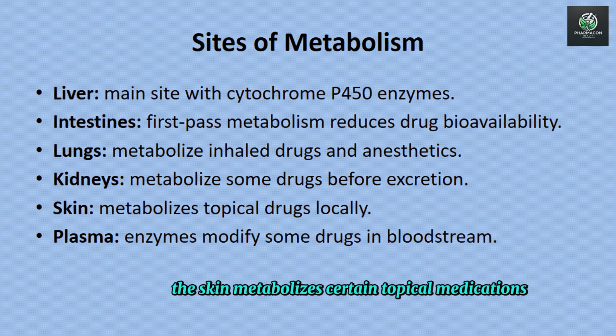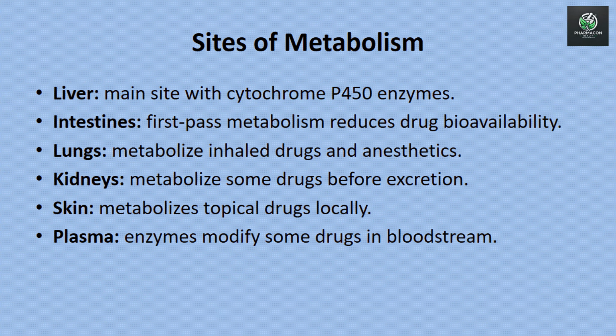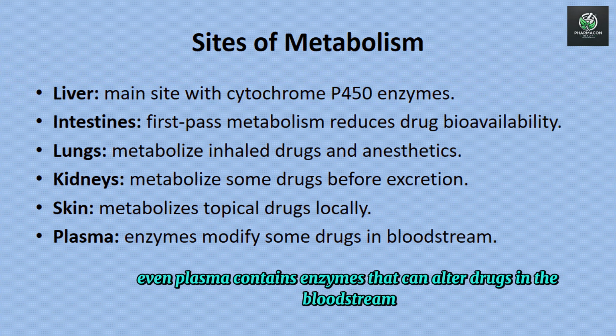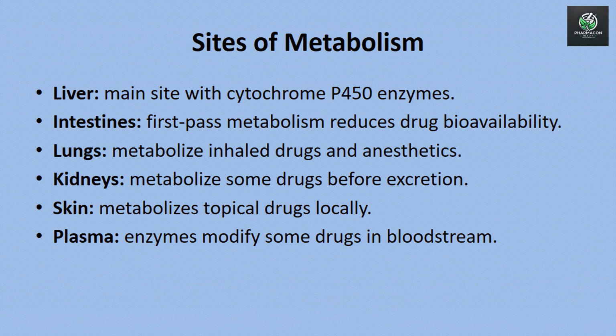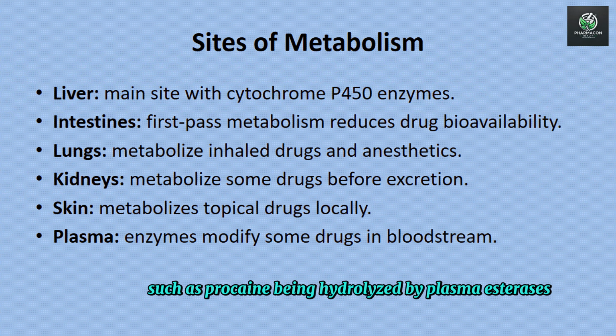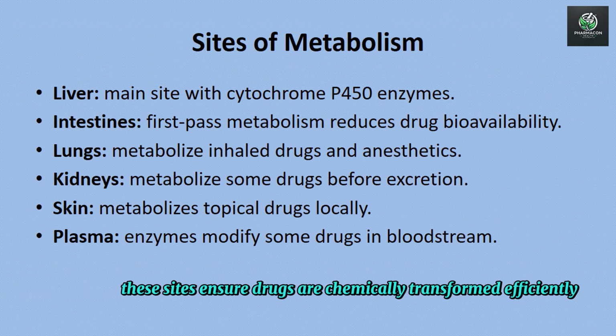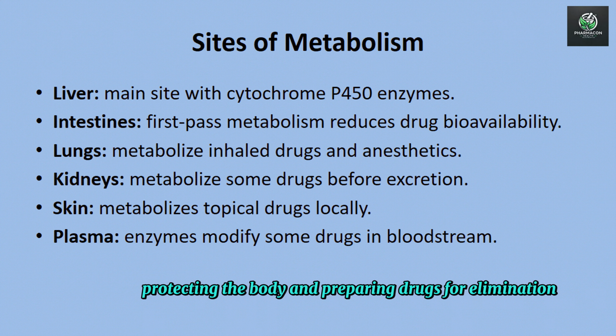The skin metabolizes certain topical medications, like corticosteroids, locally to limit systemic effects. Even plasma contains enzymes that can alter drugs in the bloodstream, such as procaine being hydrolyzed by plasma esterases. Together, these sites ensure drugs are chemically transformed efficiently, protecting the body and preparing drugs for elimination.